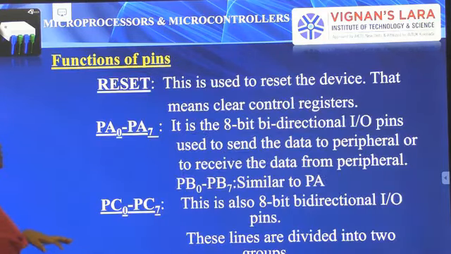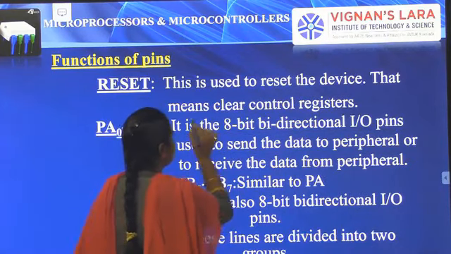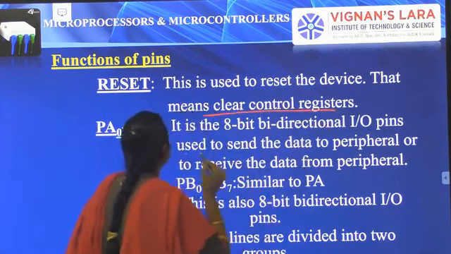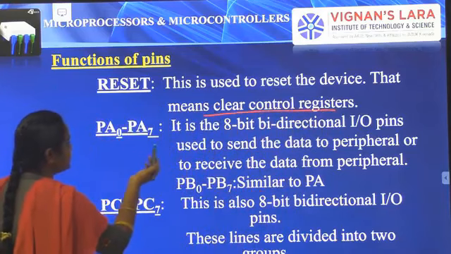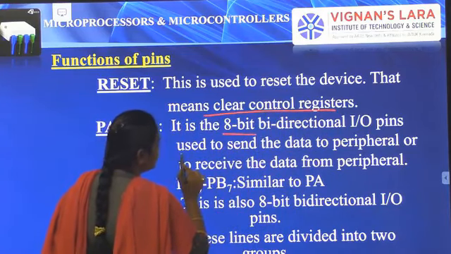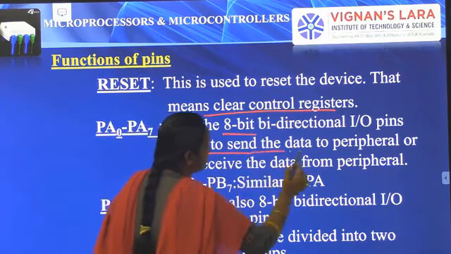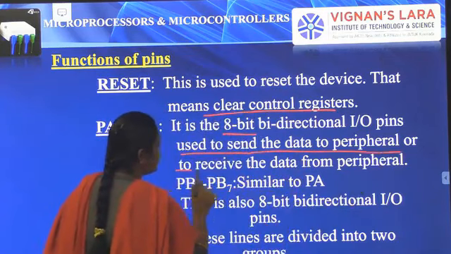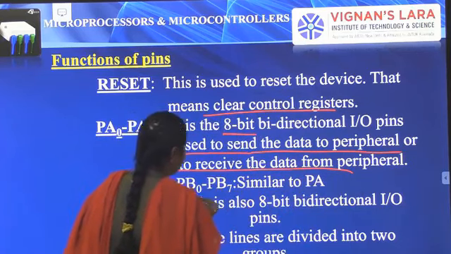Also reset. This is used to reset the device. That means it clears the control registers. Port A, PA0 to PA7, is an 8-bit bidirectional input output pin set. It is used to send the data to peripherals or to receive the data from the peripherals.